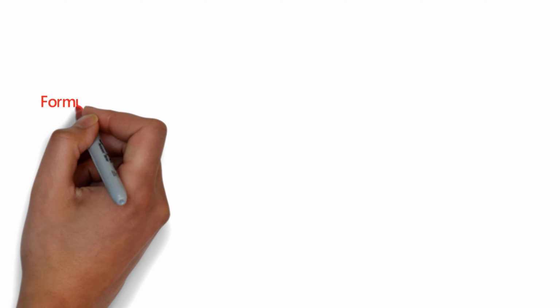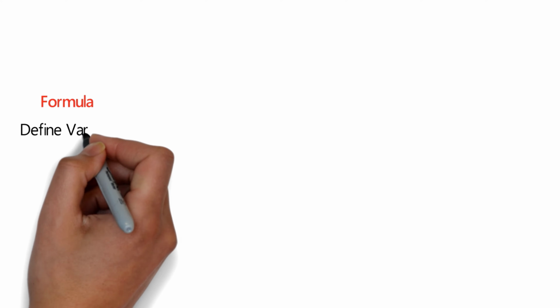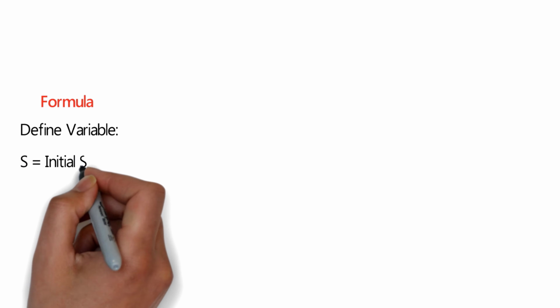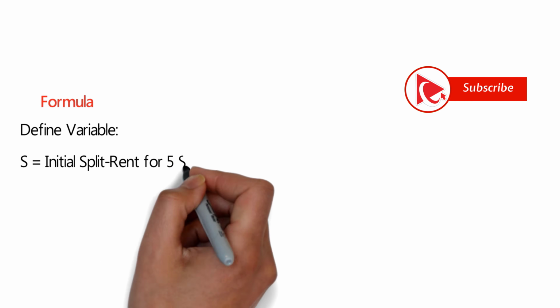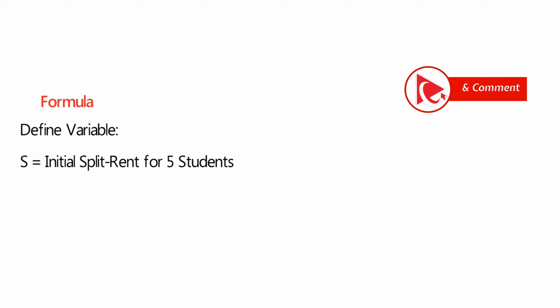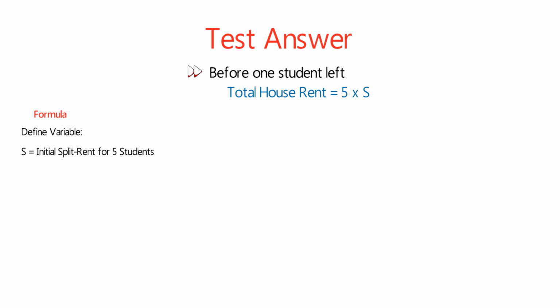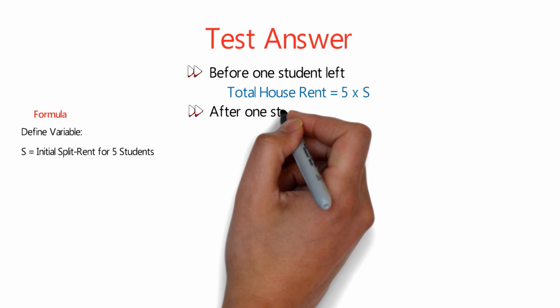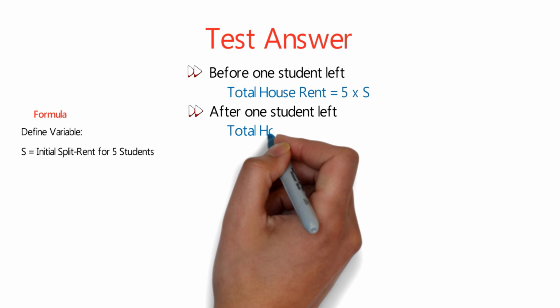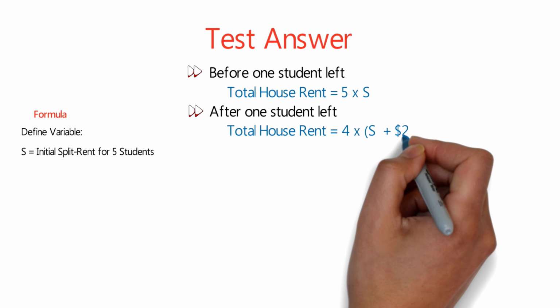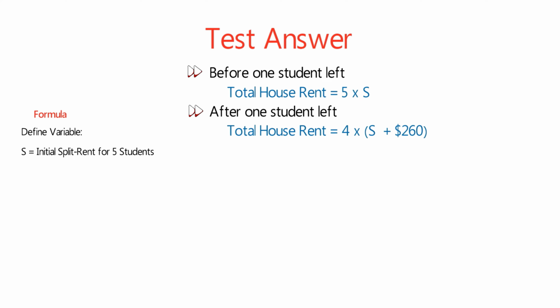Let's go ahead and solve this challenge together. One of the easiest ways to solve this challenge is to create a formula. Let's start by defining a variable, and we will define this variable as S, which would represent an initial split rent for 5 students. So, using this formula, we can calculate the total house rent as 5 multiplied by S, which means that after one student left, the total house rent could also be calculated as 4 multiplied by the value in parentheses S plus $260.